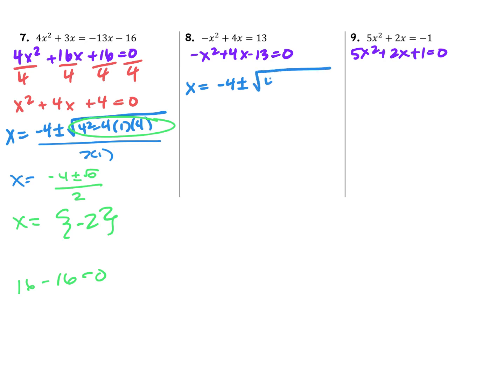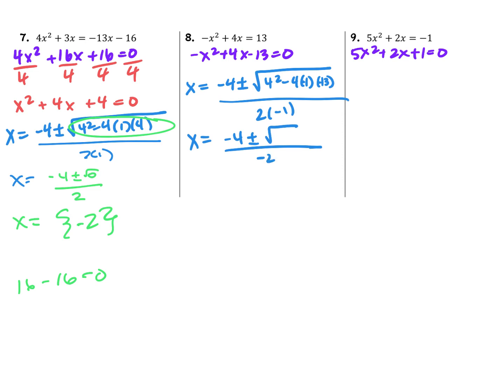On number 8, x is going to equal the opposite of b, which is -4, plus or minus the square root of 4 squared minus 4 times -1 times -13. It's a lot of negatives in there. All over 2 times -1. So x equals -4 plus or minus... inside this radical, I'm getting 16 minus 13 times 4, 52, which is going to be -36.